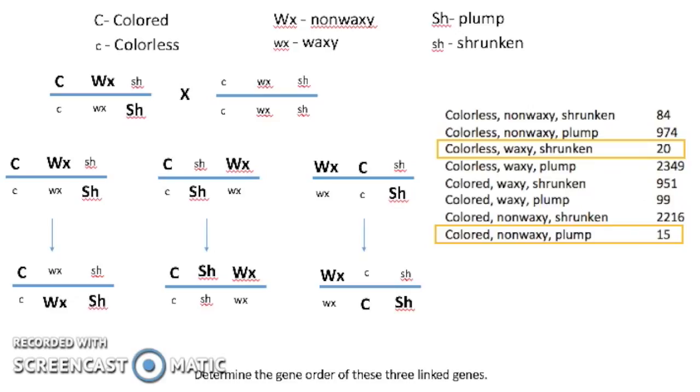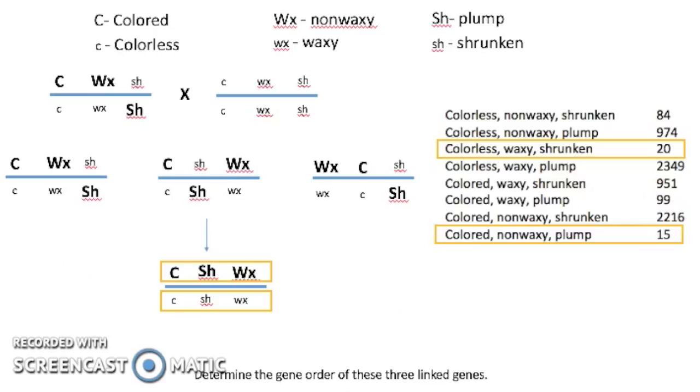You determine what those alleles would be, and by determining that, you can know which of these 3 options is the actual possibility. So when we look through the different options, these are the only ones that match the phenotype. So this one here would be the colored, non-waxy, and plump, and this one down here would be the colorless, waxy, and shrunken, and these other options are not available to choose from. So just by process of elimination, we can know that this is the order that the genes are on the chromosome.